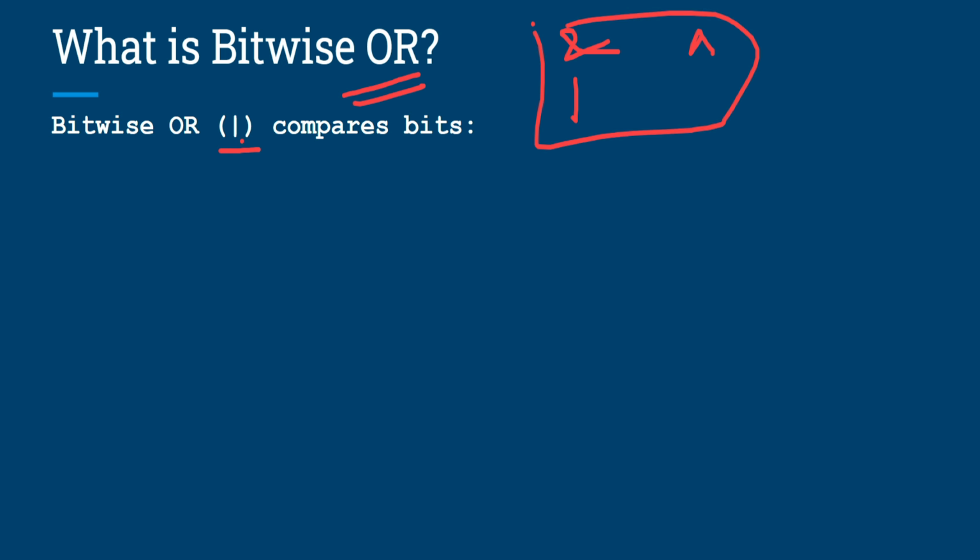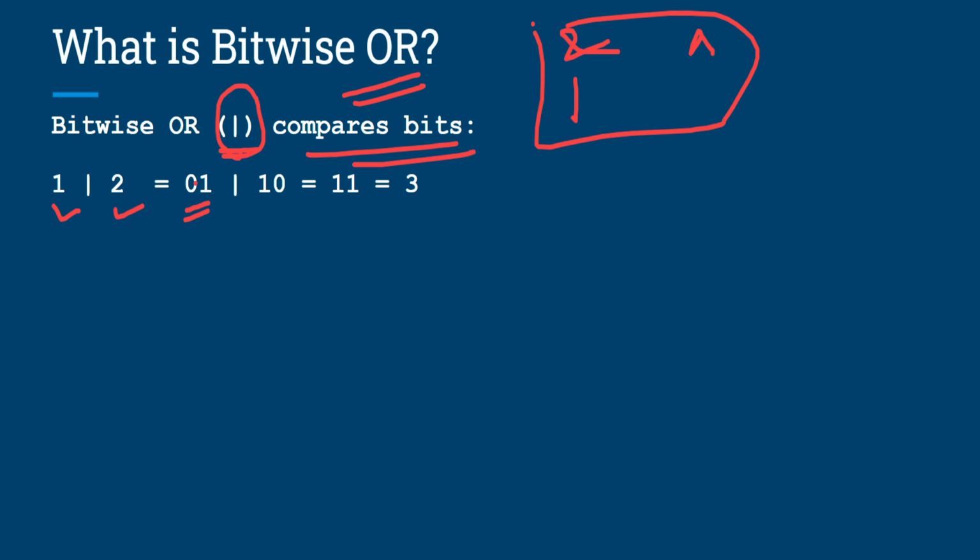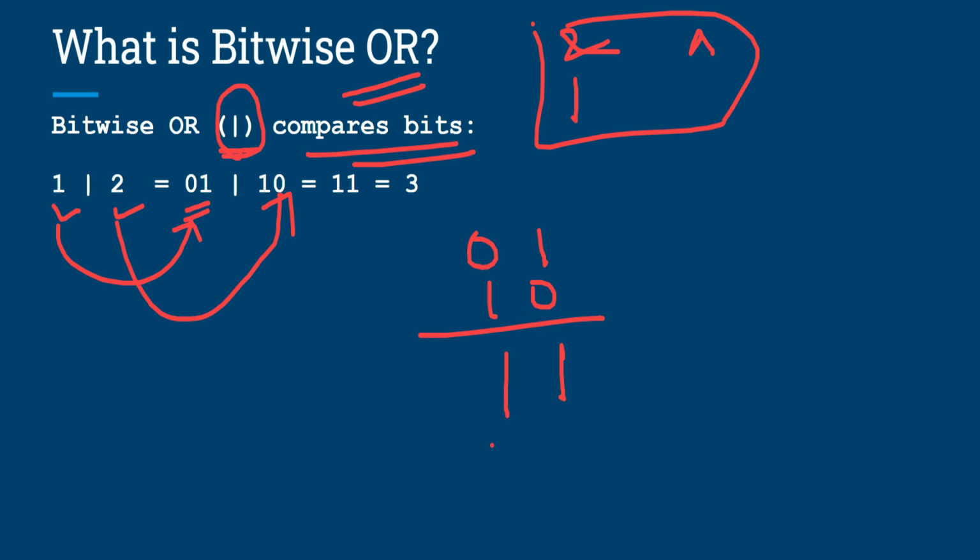If we see the OR operator, it compares 2 bits. If I take 1 and 2, we represent 1 as 01 and 2 as 10. When we compare using the OR operator, it will give you 1 and 1, and this 11 represents 3. I hope you understand.